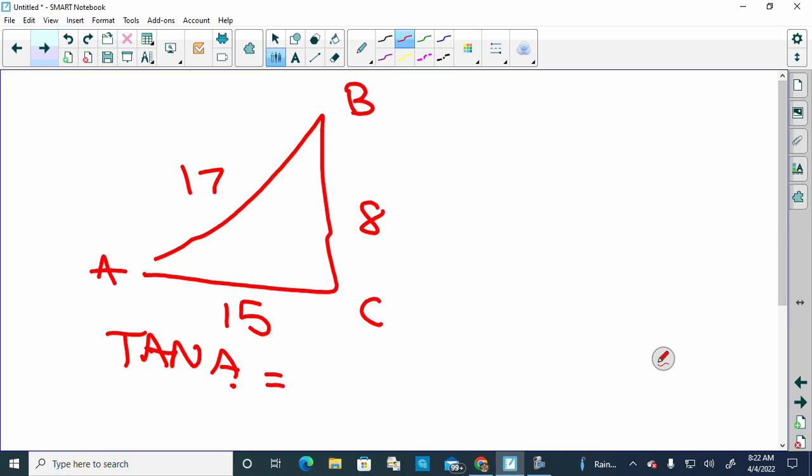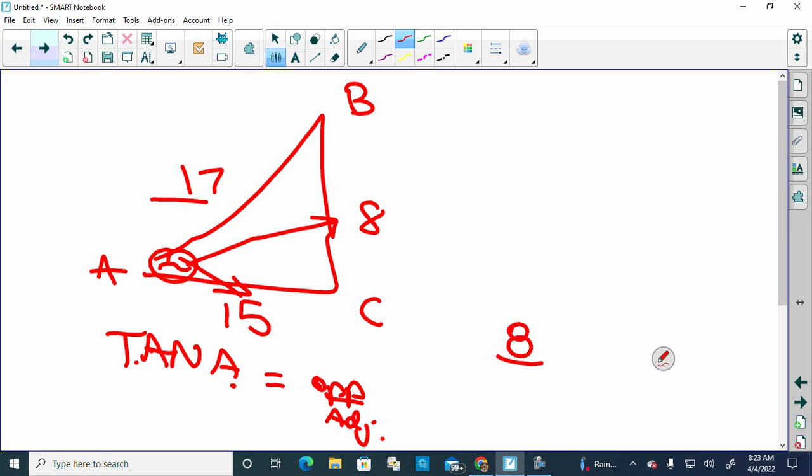If you look at tangent, it's what over what? Opposite over adjacent. They want us to find A, so we're finding the angle for A. In relationship to this angle, of those three numbers, which one is the opposite? 8. That's the opposite. Of the two numbers that are left, which one is the adjacent? 15. Why? What is this one called? Hypotenuse. Good. Opposite is the 8 on top, and adjacent is the 15 on the bottom.